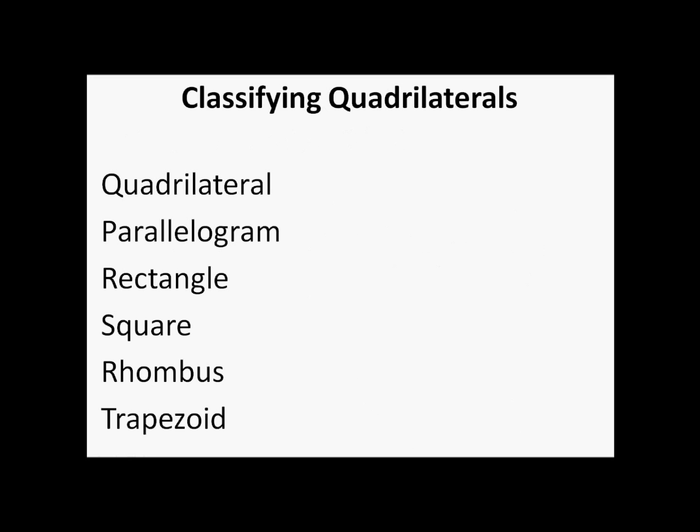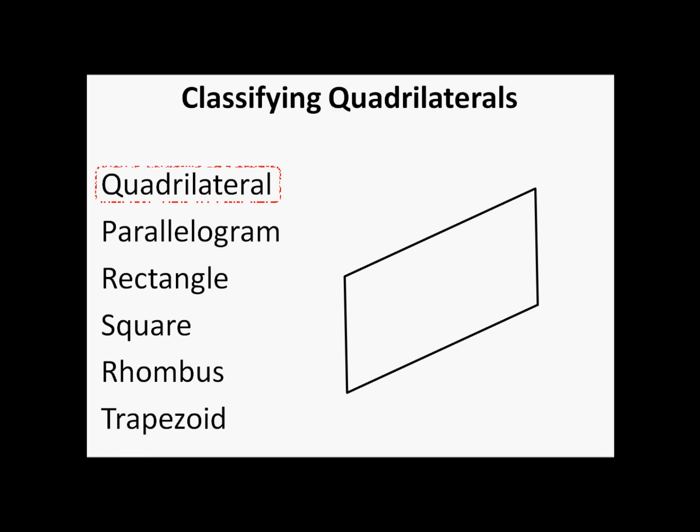Now we're going to talk about classifying quadrilaterals. We've got this figure here. It has 4 sides, so it is a quadrilateral. But it could also be known as something else. It has the opposite sides being parallel, so therefore it could also be known as a parallelogram. And that's the best name for it. That's the most accurate name for it. Parallelogram.